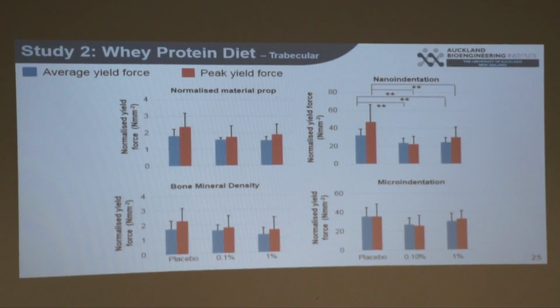So this is the results from the modelling for the trabecular bone. In blue, you've got average yield force, in red, peak yield force. Normalized material properties is the architecture of the bone. Then we've got bone mineral density, nano-indentation, and micro-indentation. If you look at the average yield force, you see a declining trend across the groups for each of those. And when you look at the peak yield force, it's the same trend except it's amplified, as you would expect. And only when material properties were derived from nano-indentation was there a significant difference between the groups.